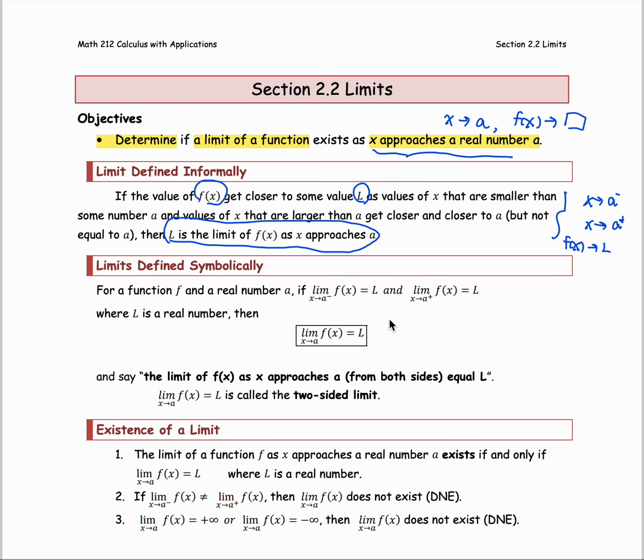And then for the notation, similar to the last section, the limit as x approaches a, this time with no superscripts. That means it's understood to be coming from both sides, the left side and the right side, of the function f of x approaching the value L. So when you read it: the limit of f of x as x approaches a equals L.